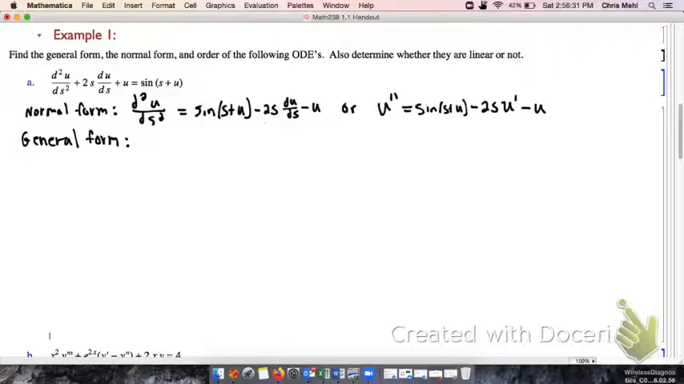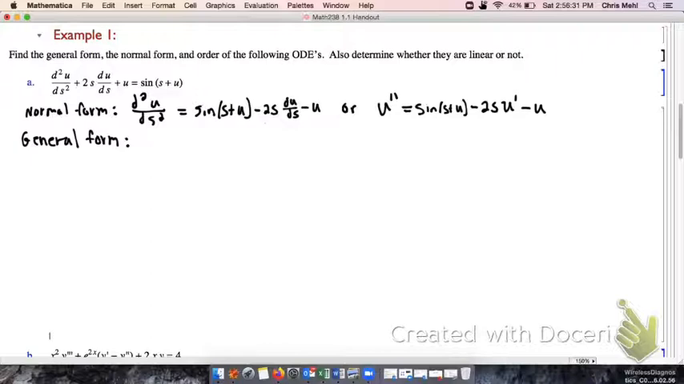Okay, so for the first differential equation, I'll find the normal form and general form first. The normal form is just the form that you would obtain by solving for the highest order derivative. So I solve for the second derivative of u in terms of s by subtracting 2s du/ds and u from both sides. Okay, so that would be the normal form.